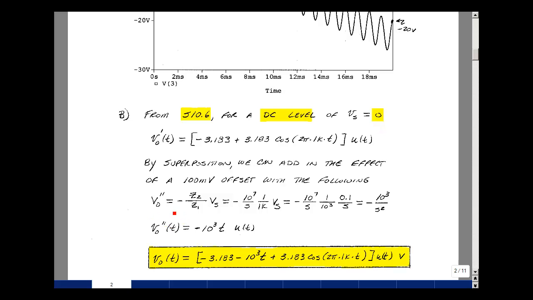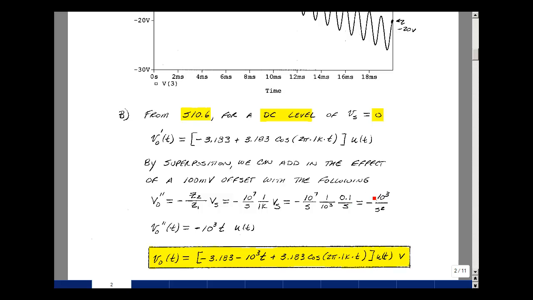Our transfer function is minus Z2 over Z1 times V sub s. Z2 was a capacitor of 0.1 microfarads, which is 10 to the minus 7th, so the reciprocal of that would be 10 to the 7th divided by s. Then Z1 was a 1k resistor, so it's going to be 1 over 1k, and then times V of s, which is going to be a step with an amplitude of 0.1, so 0.1 divided by s. The s's become an s squared, I have a minus sign, and then I have 10 to the 7th divided by 10 to the 3rd times 10 to the minus 1, and that's 10 to the 3.